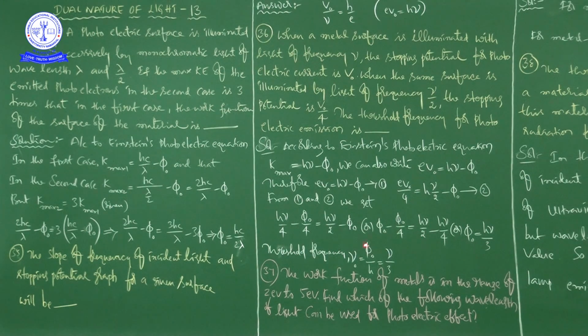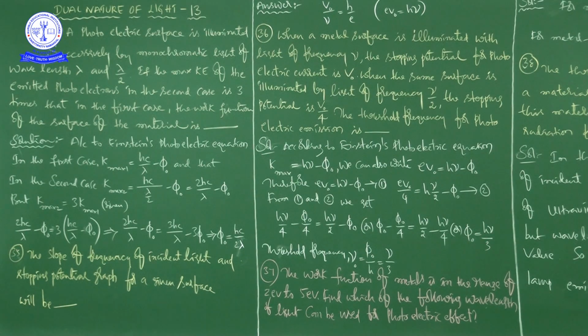Here 3 phi naught by 4 will come. So here you take the LCM of 2 and 4, and do this process mathematically. Then finally we will get phi naught is equal to h nu by 3.